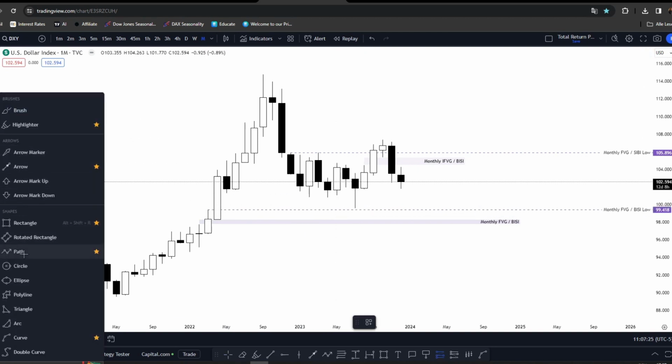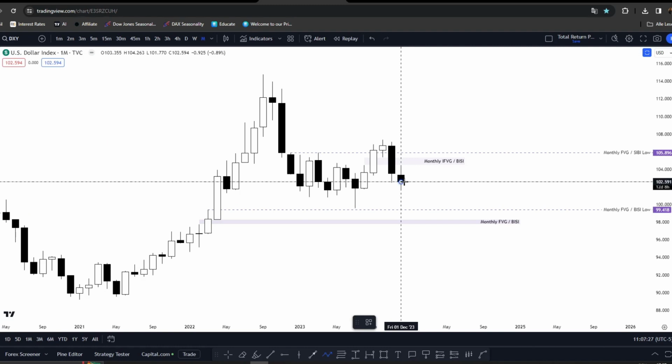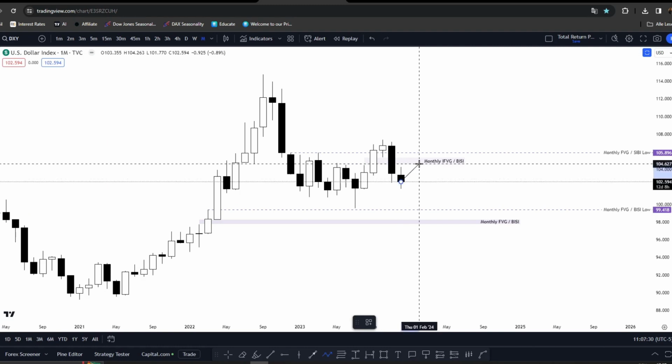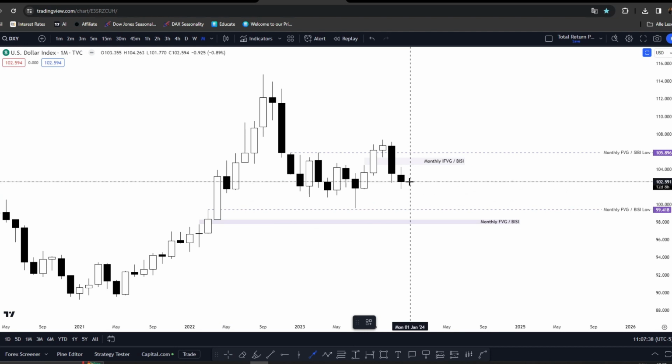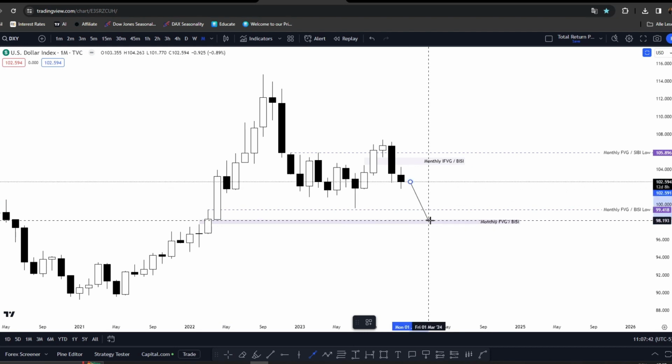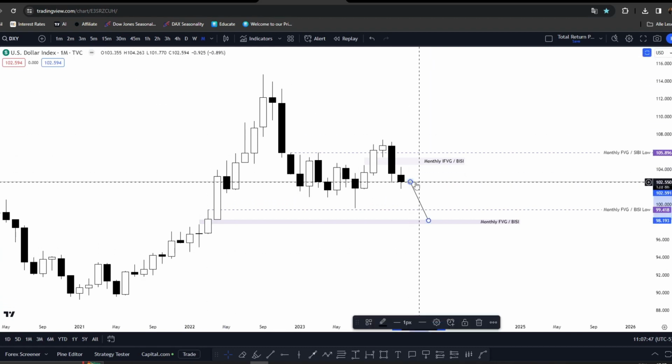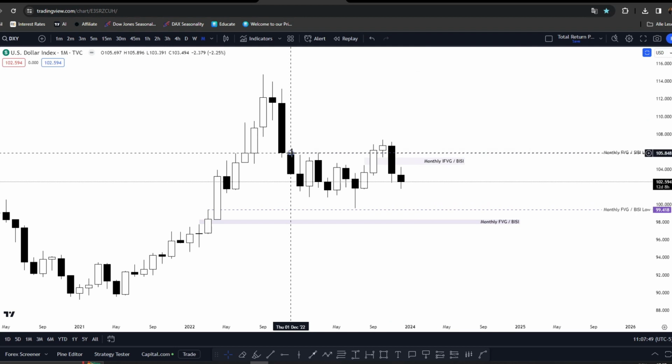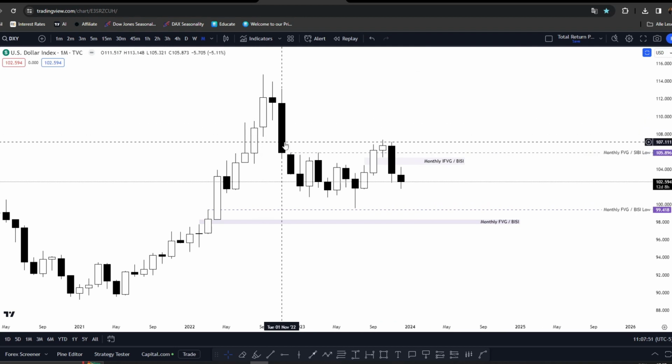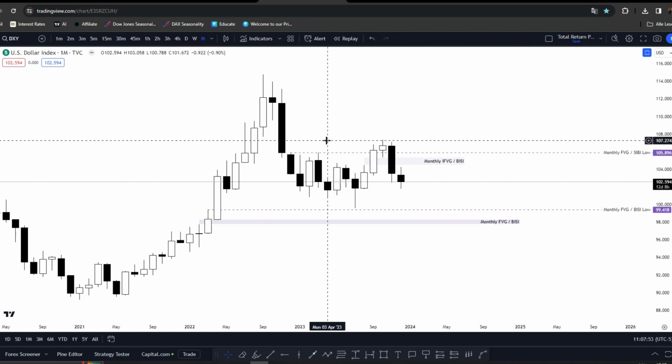So what we can expect right here, I don't think we will come back up into the monthly inversion fair value gap. As I said, there's no necessity to come back up there, but what we can see is a run straight away to the monthly fair value gap going into the next year. I like how we are delivering from the monthly fair value gap right here.